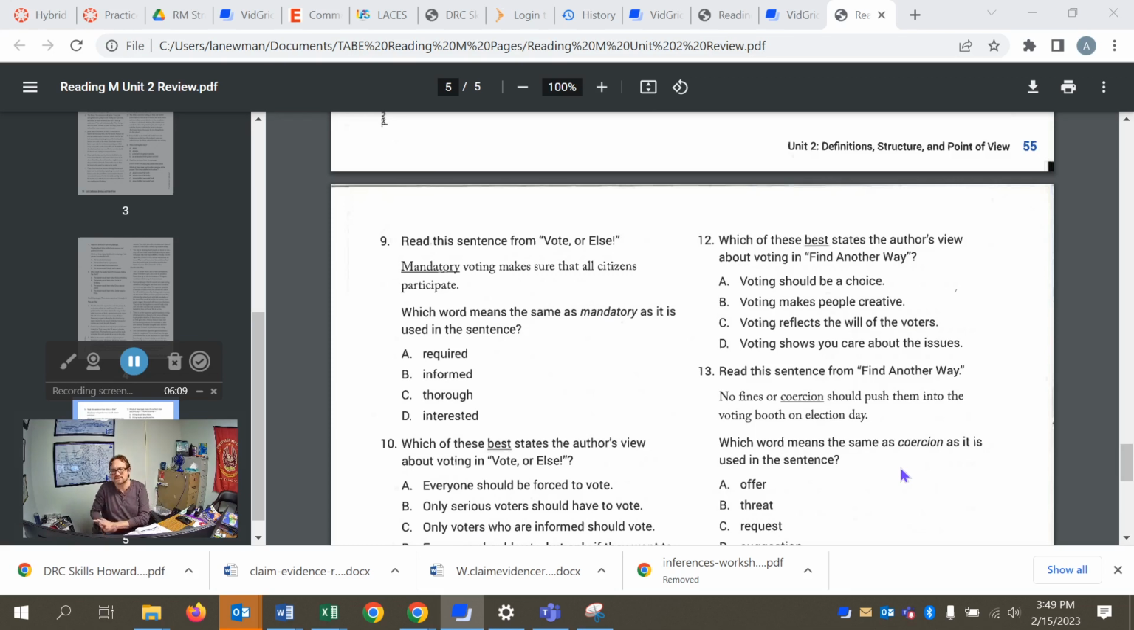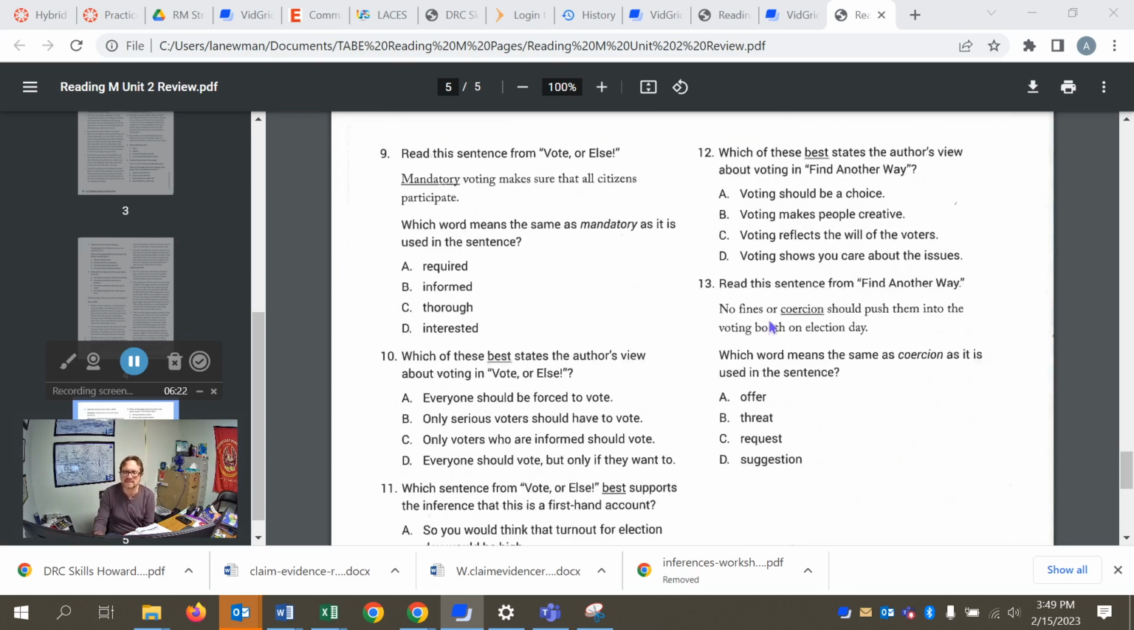12, which of these best states the author's view about voting in Find Another Way? That should be a clue that it is anti-mandatory voting. It is A, that voting should be a choice, and that segues nicely into question 13, because coercing someone is trying to take their choice away. But in the full context here, it means B, threat. No fines or threats should push them into the voting booth on election day. Both things being negative. And coercion is a kind of threat. Do this or else, which is a threat.